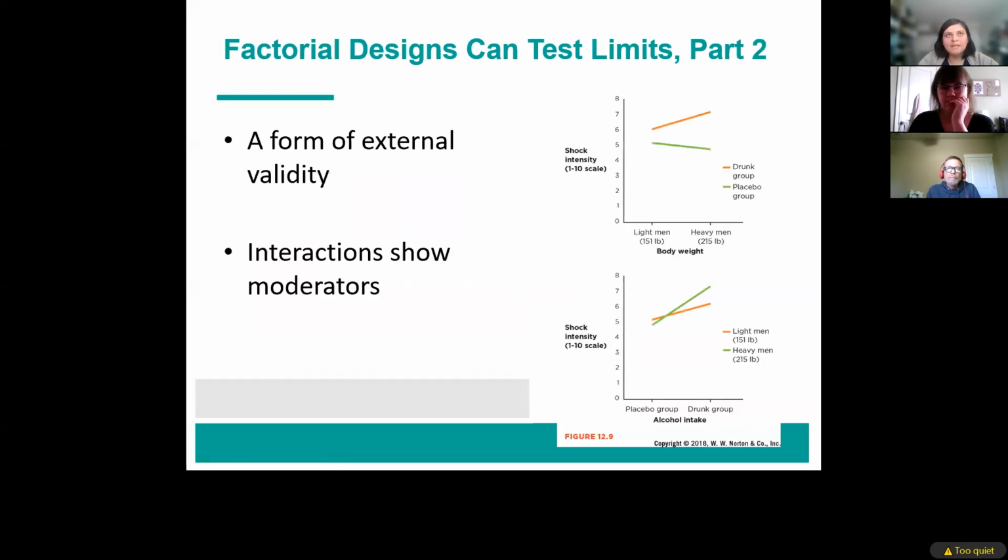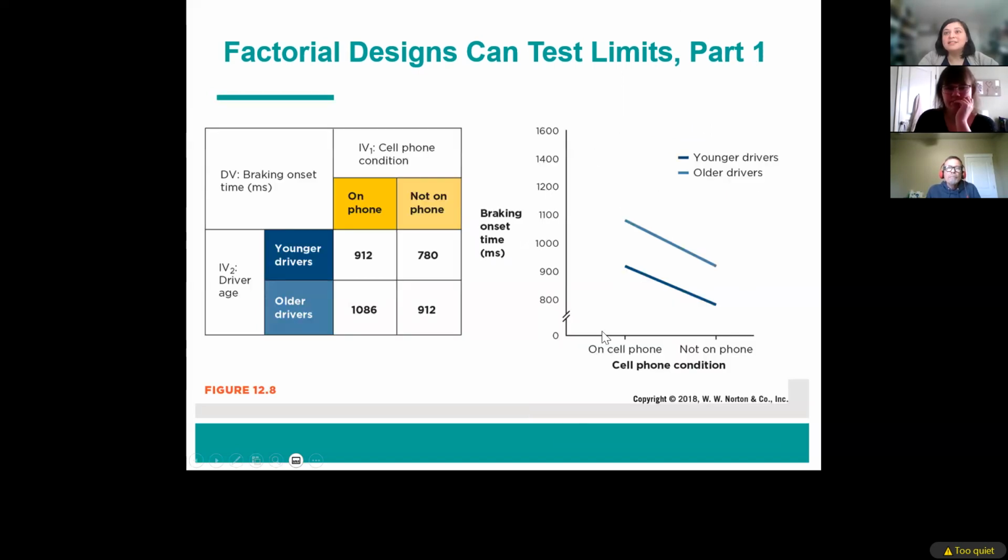Okay. All right, so factorial designs can test limits. So here it's telling us, like Alacia said, that being on a cell phone or not being on a cell phone has an effect on braking onset time, and it's not limited by the age of the participant. It happens irrespective of the participant's age. So if you're trying to pass a law, that would be great news. All people should not be on cell phones while they're driving.